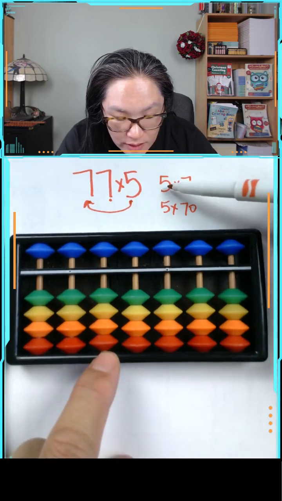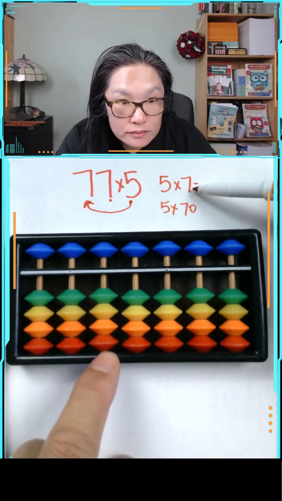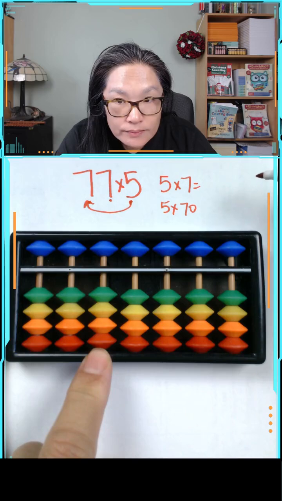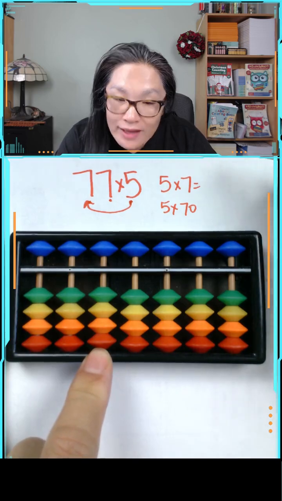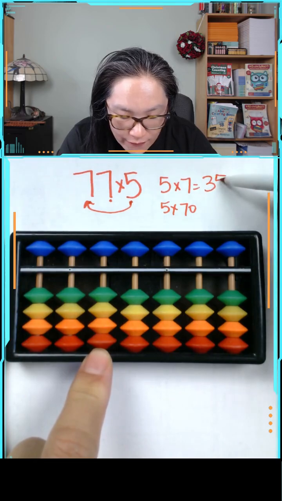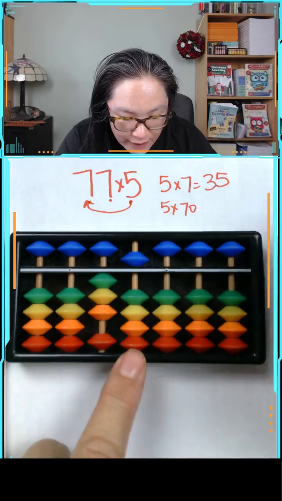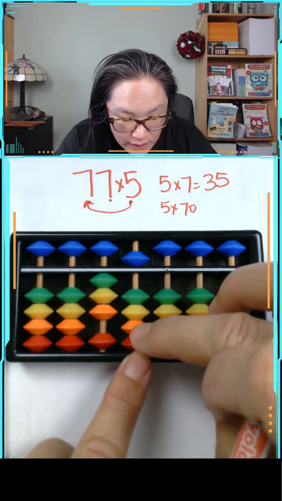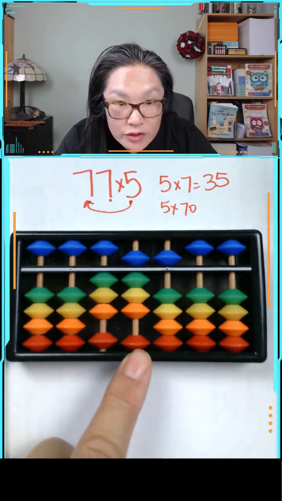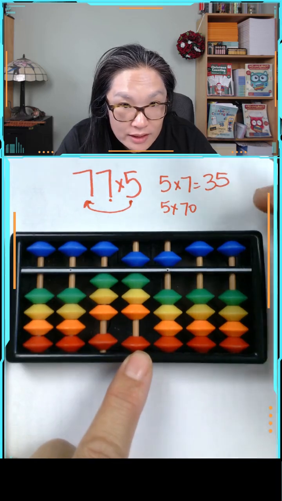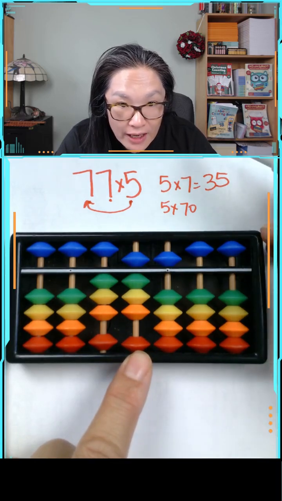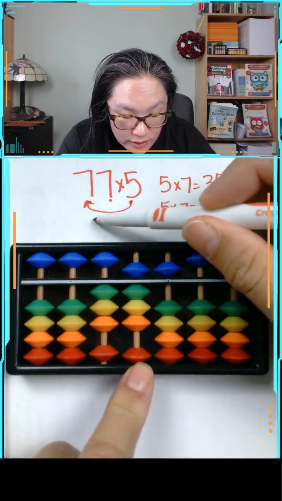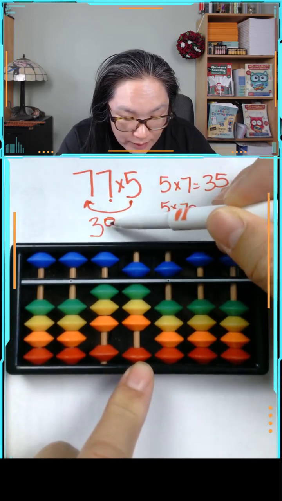So what is 5 times 7? 5 times 7 is 35. Thank you. Hello, man. It is 35. Add the 3, add the 5. And then we do it again. Add the 3, add the 5. So just as Venmo mentioned, the answer is 385. Easy? I know you could do it in your head, but I'm showing you how to do it on the abacus.